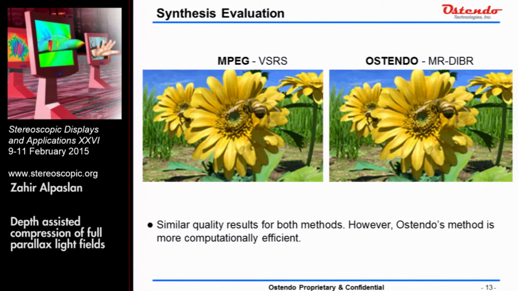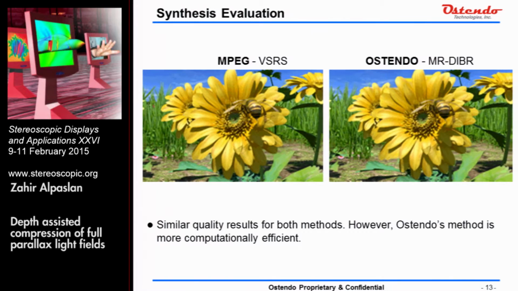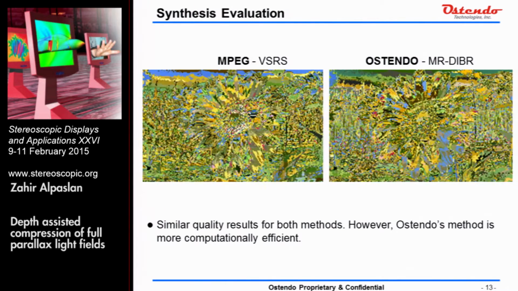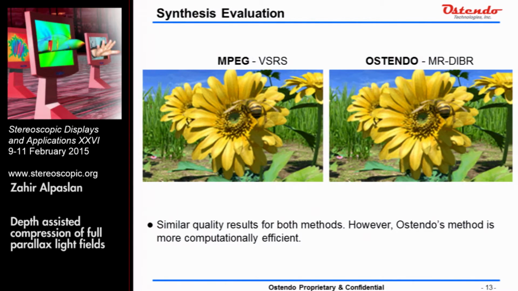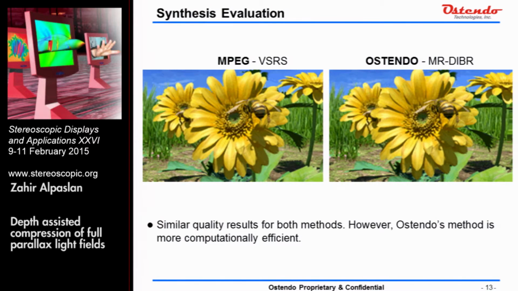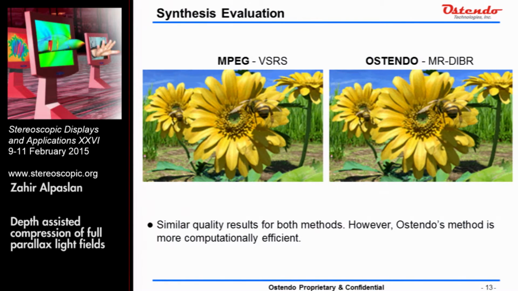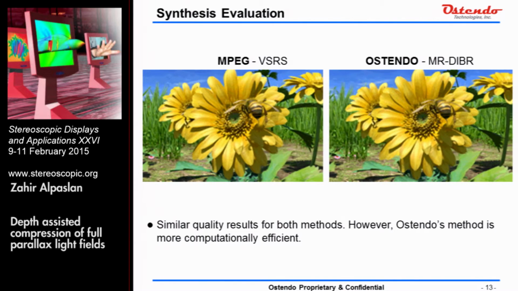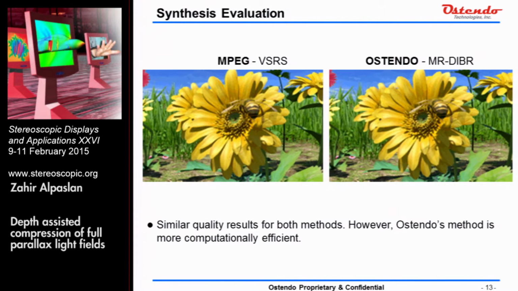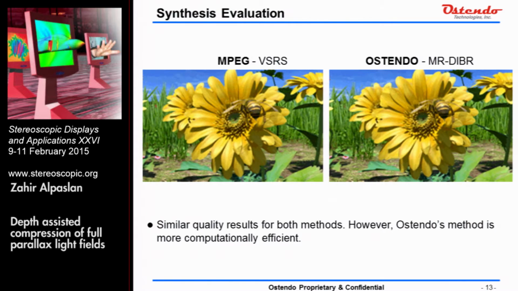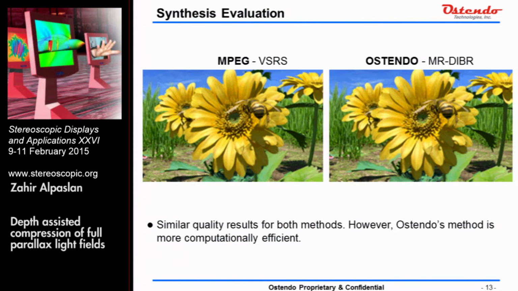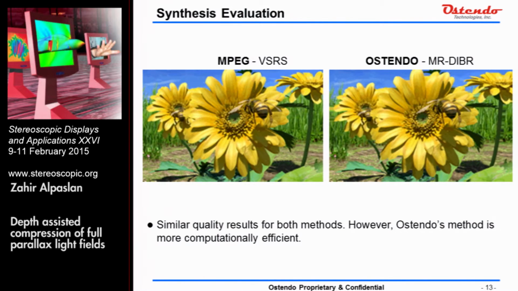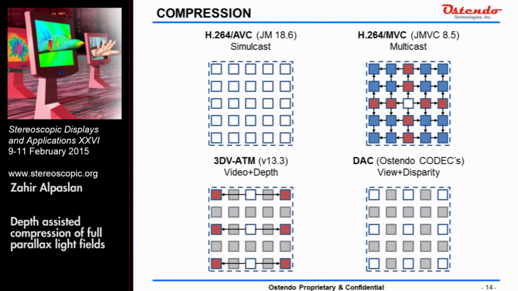In our case, since here I'm also evaluating the synthesis with two references with large baseline, I decided to just implement a very simple hole filling procedure, which was just extending the background. And in that case we also have a similar quality, but in our case we are more computationally efficient. And now let's see the results with the compression.